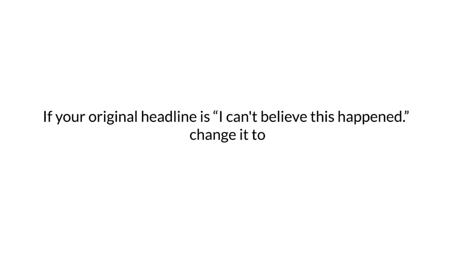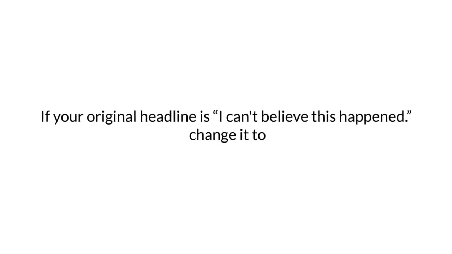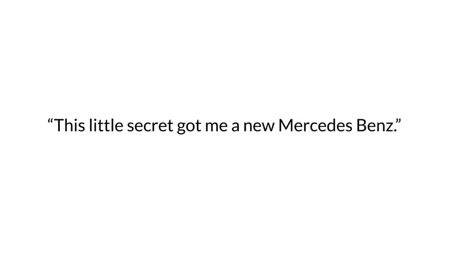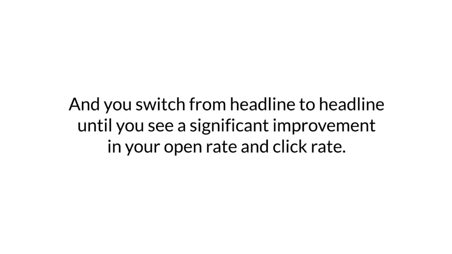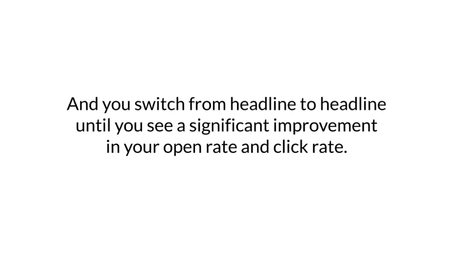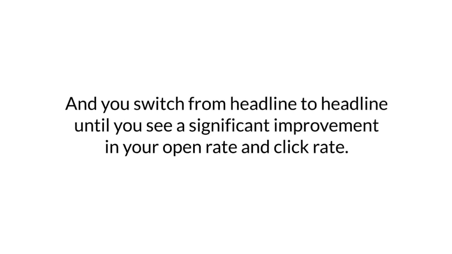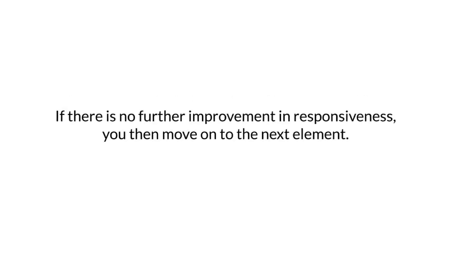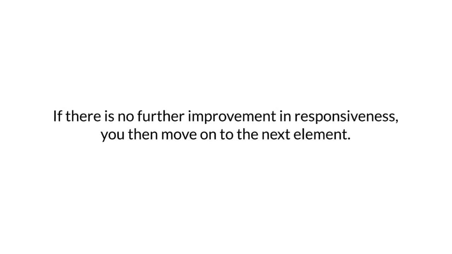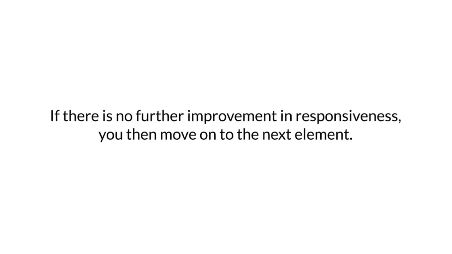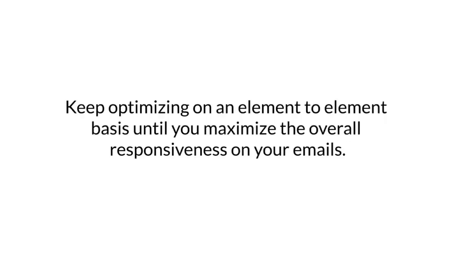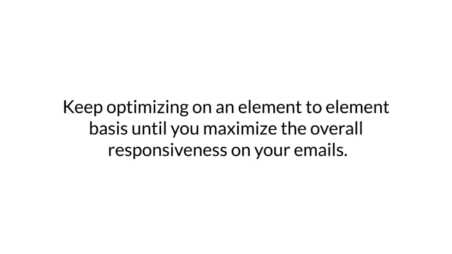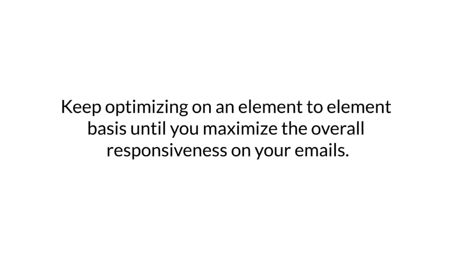For example, if your original headline is, "I can't believe this happened," change it to, "This little secret got me a new Mercedes-Benz." And you switch from headline to headline until you see a significant improvement in your open rate and click rate. Once you see an improvement, make small variations of that headline and test again to see if you can get more improvements. If there is no further improvement in responsiveness, you then move on to the next element. In this case, you can change the type of content, and from there, move on to call to action and content length. Keep optimizing on an element-to-element basis until you maximize the overall responsiveness on your emails.